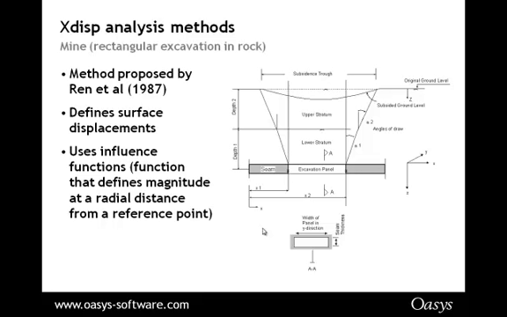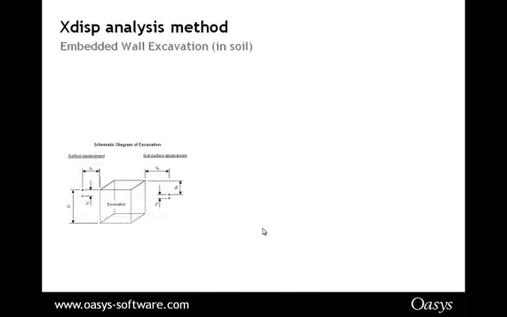So that covers tunneling and very briefly how tunneling analysis works. Mined excavations can also be covered, and Xdisp gives surface displacements due to mined excavations. And this is based on a paper and a method proposed by Wren et al. If you're interested, this can be covered in more detail in the manual. Embedded wall excavations are very useful. A lot of the time in Xdisp, for example, if you're building a station and then you're building a tunnel, embedded wall excavations are particularly useful. And this has been done on a lot of major projects.